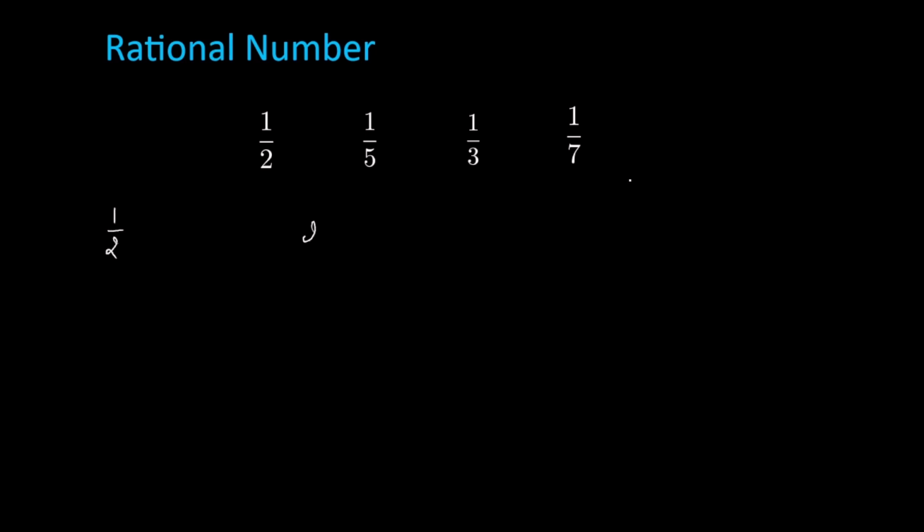First, look at 1/2. We divide 1 by 2. Since 1 is smaller than 2, we take a decimal and take 10. 2 times 5 is 10. We have 0 remainder. So 1/2 is equal to 0.5.